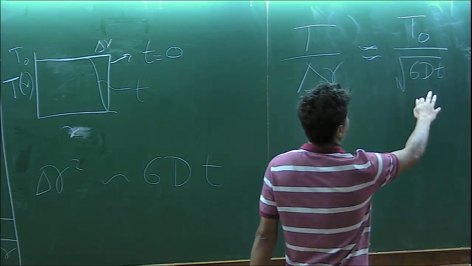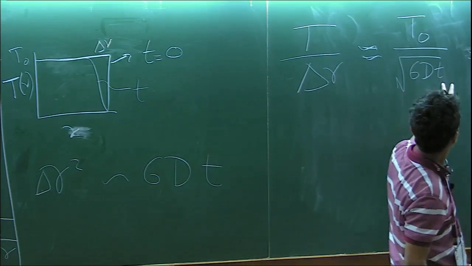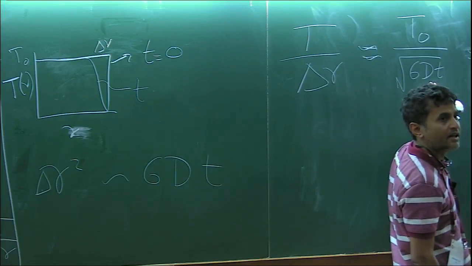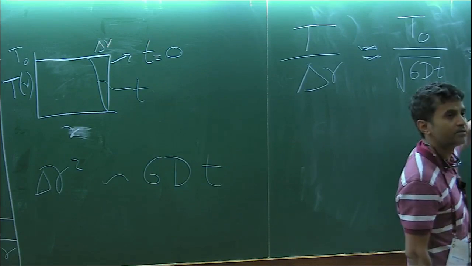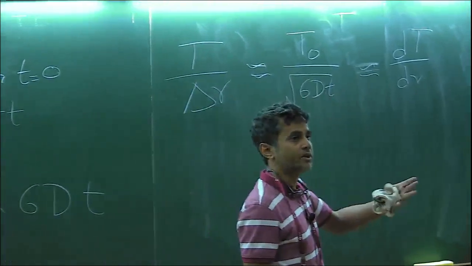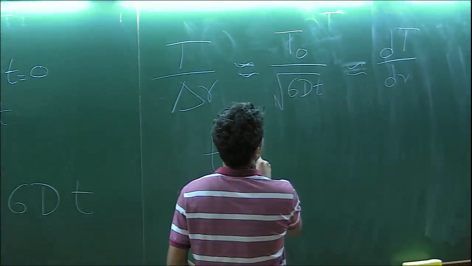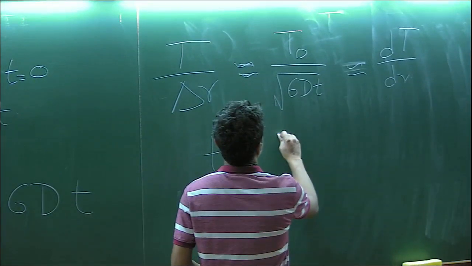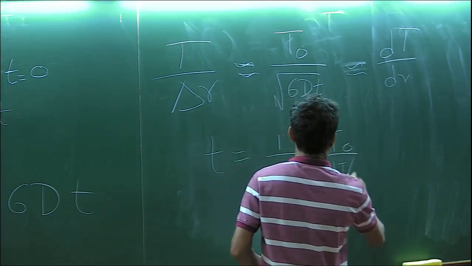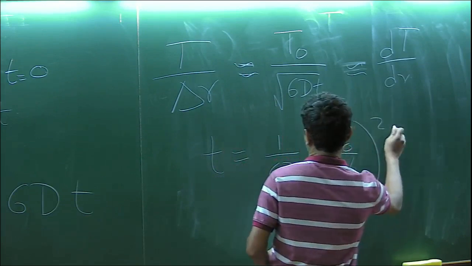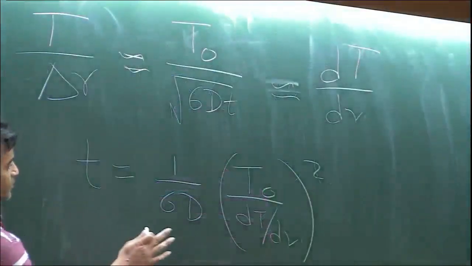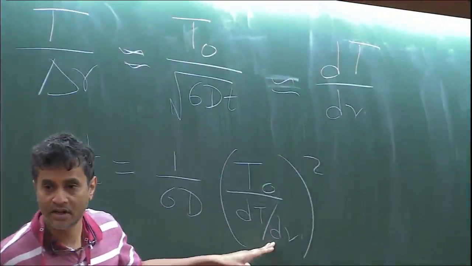And then you can ask how long it takes. At very short times the gradient was very large, and as time increases the gradient becomes smaller and smaller. So the gradient is decreasing, and you can ask when the gradient becomes the observed gradient. Okay, so this is what you get.